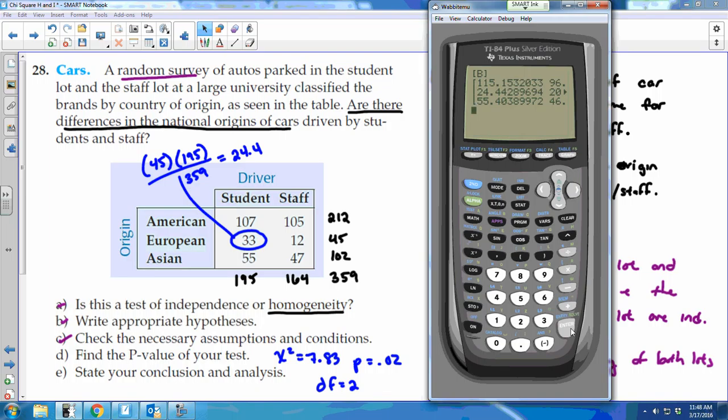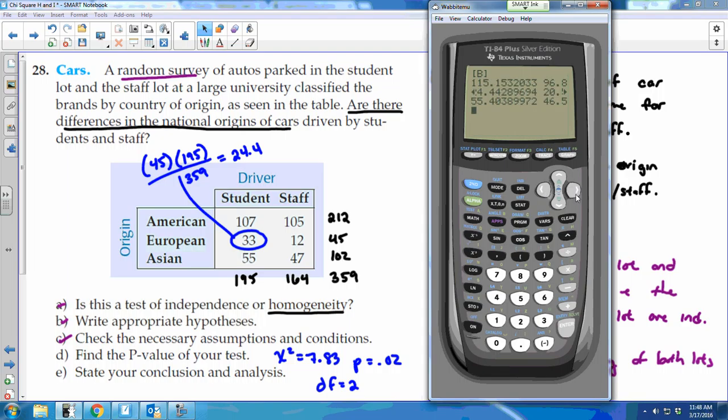So I would expect 115.2 students to have American cars. It's in the exact same order as this table is. I would expect 96.8 staff members to have American cars. Is this making sense? Remember I said it was 24.4 earlier for students with European cars? It tells you 24.4. So it gives you all of the expected counts. You don't have to come up with them on your own. Questions about that?